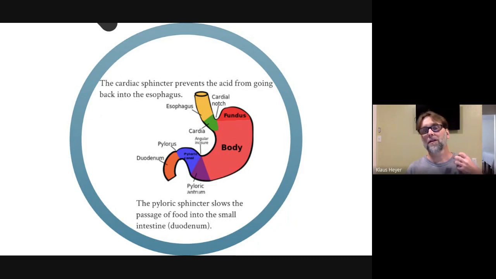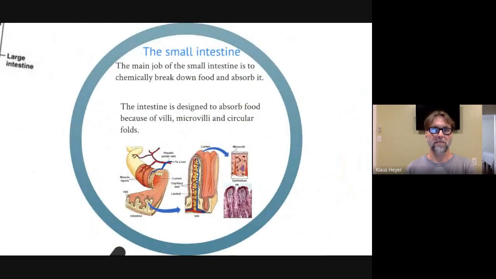So now we're at the level of the small intestine. And the small intestine, this is where all the absorption is going to happen. This is where amino acids from the proteins are going to be absorbed into your blood. This is where glucose that was part of the carbohydrates is going to be absorbed into the blood. And this is also where chemical breakdown happens. So the intestine is a place where chemical breakdown happens, and it's designed to absorb the energy from our food, vitamins, minerals, energy, things like that.